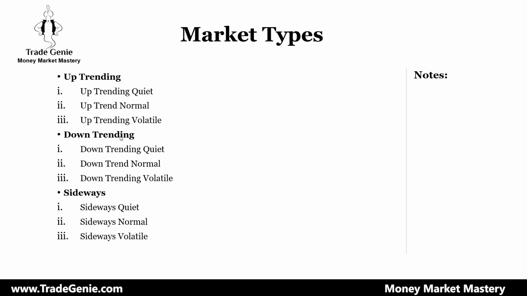The downtrending market has a shorter duration. The uptrending market has a longer duration. The uptrending market stays in a quiet, normal manner, not volatile. The downtrending market is not quiet, it is volatile and very volatile. The sideways market could be quiet or normal, and sometimes it turns volatile also.